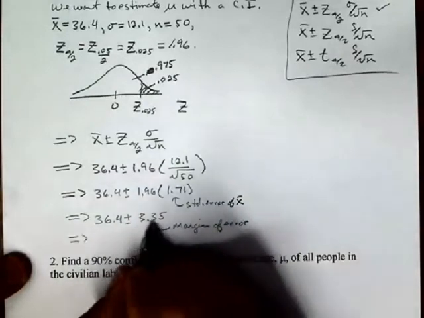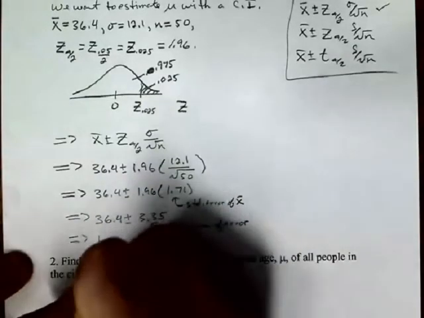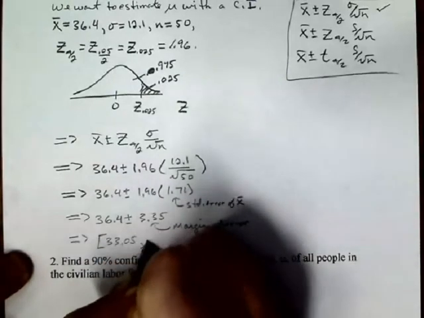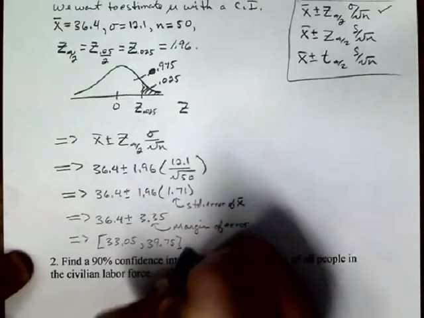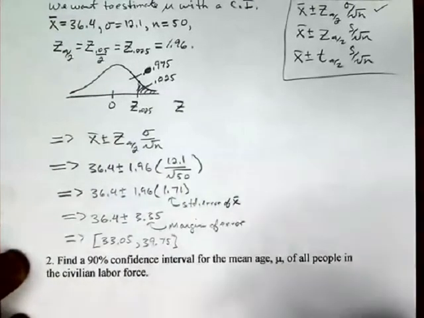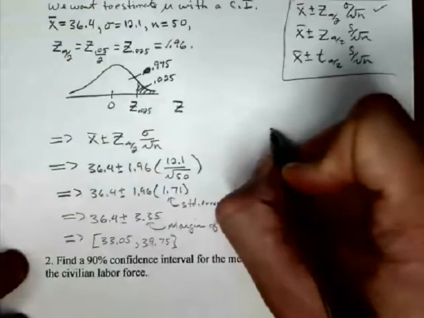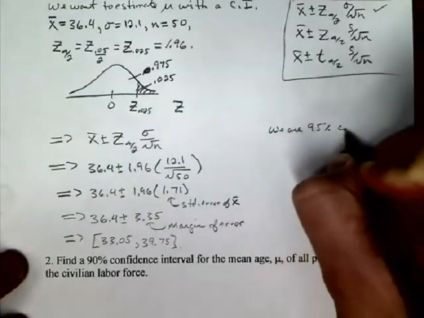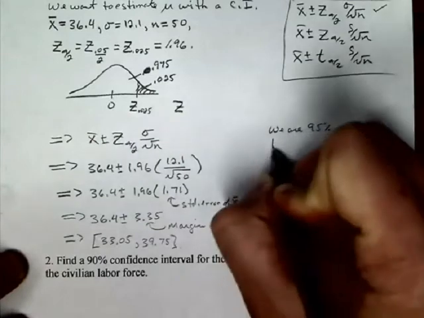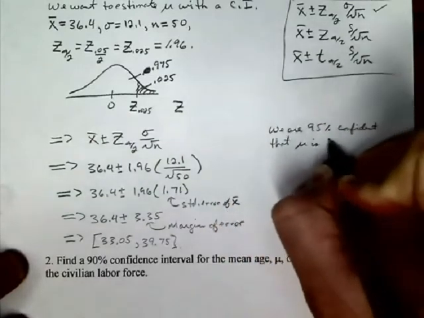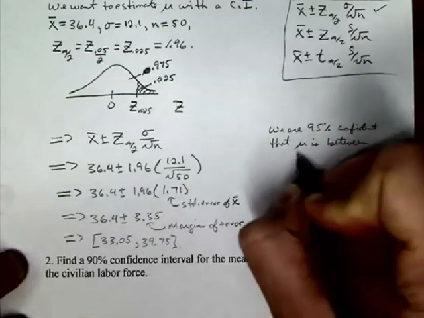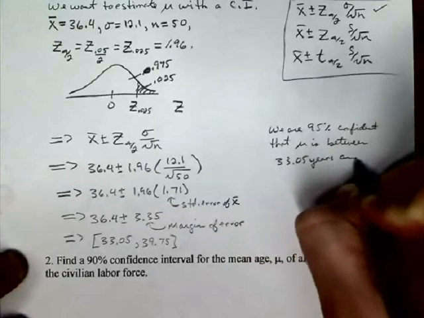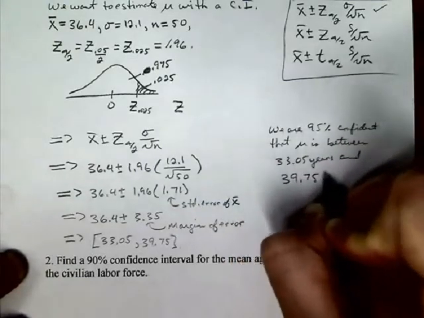But if I've got 36.4 plus or minus 3.35, that gives me a lower bound of 33.05, comma, 39.75. And so if we were to interpret this statement, we would write something like this: that we are 95% confident that mu is between 33.05 years and 39.75 years.